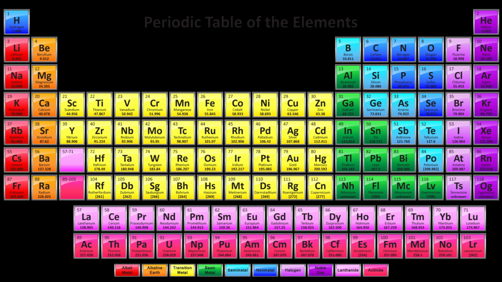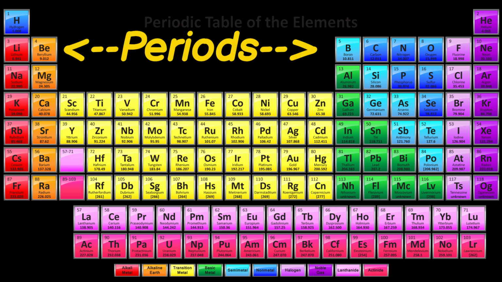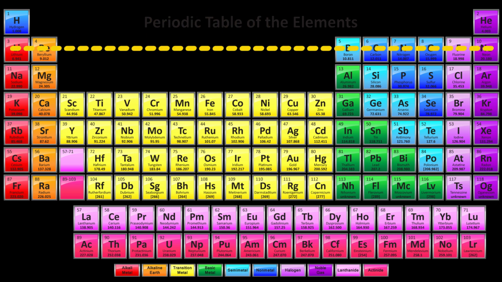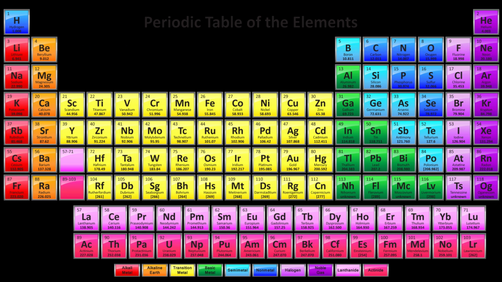The periodic table is divided into two main components: periods, or rows, and groups, or columns. Periods. These are the horizontal rows of the table. Each period represents elements with the same number of electron shells. As you move from left to right across a period, the atomic number increases, reflecting the addition of protons and electrons. Groups. These are the vertical columns. Elements in the same group have similar chemical properties because they share the same number of valence electrons, electrons in the outermost shell. This gives them similar reactivity and bonding characteristics.